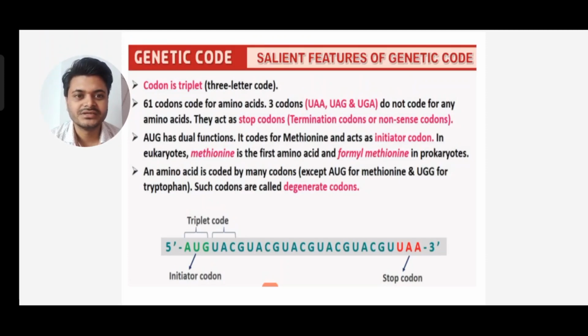So you can see when the strand is given from 5 prime to 3 prime, you can see the initiation codon or initiator codon AUG. All are triplets, you can see, and the stop codon UAA is clearly given.